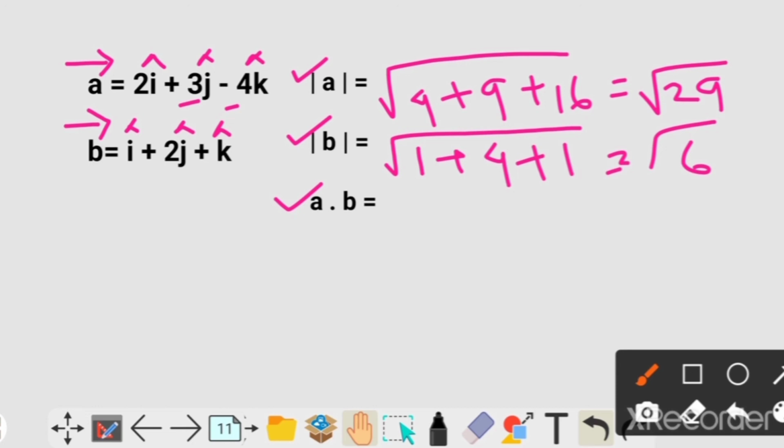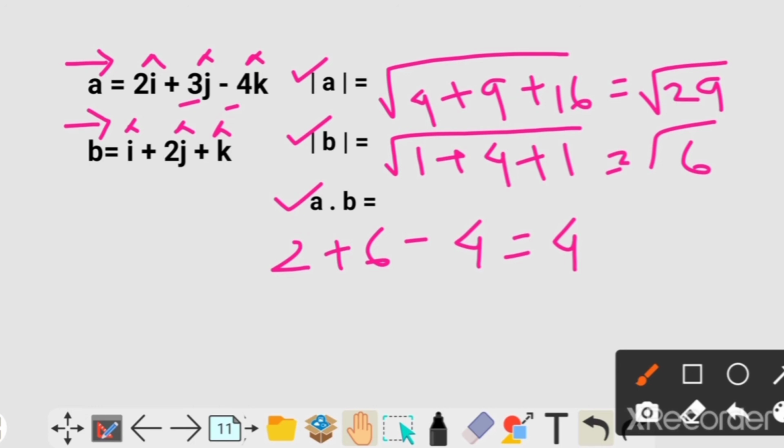Now we will find A dot B. So the dot product will be 2 into 1, that is 2. 3 into 2 is 6, and minus 4 into 1 is minus 4. So it is 2 plus 6 equals 8, minus 4 equals 4. If you don't understand how I find the dot product, then please go and check out the link in the description box.